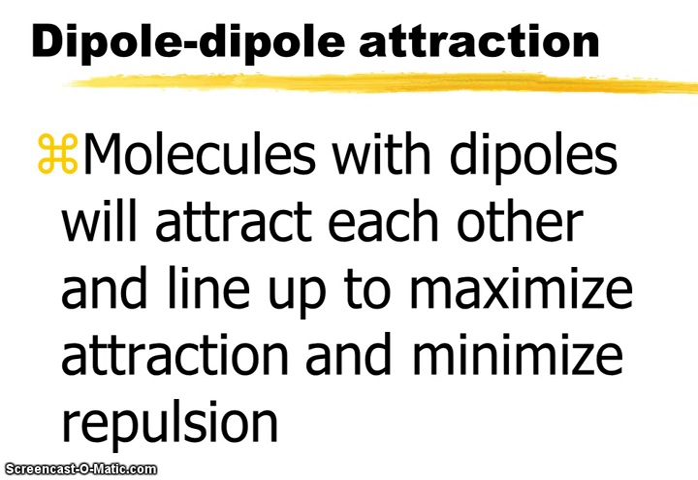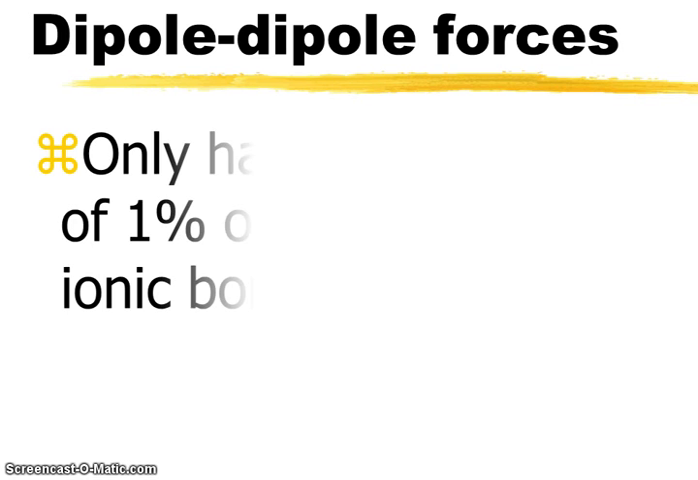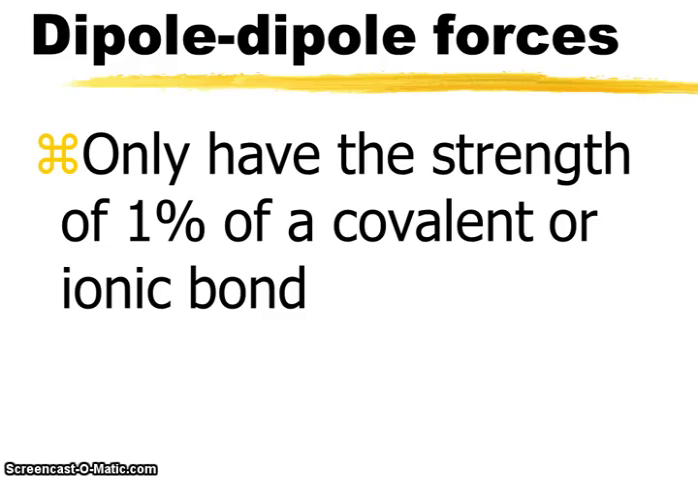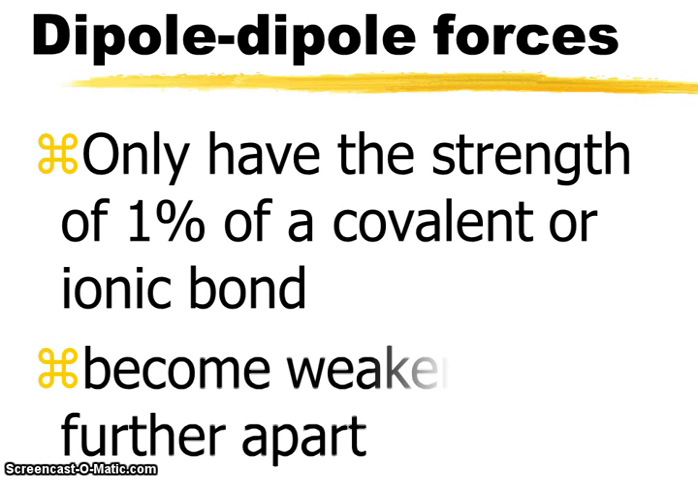Molecules that have dipoles, or positive and negative ends to them, will be attracted to each other, and they'll line up to maximize the attractive forces and minimize the repulsive forces. Now, these intermolecular forces are much weaker than our intramolecular forces like ionic and covalent bonds. So dipole-dipole intermolecular attractions are about 1% the strength of a covalent or an ionic bond. And they become weaker as the atoms get farther and farther apart.